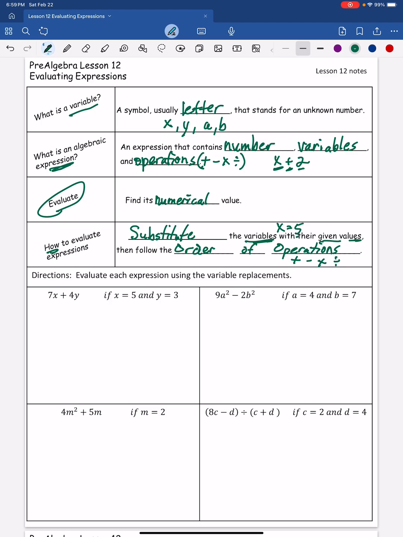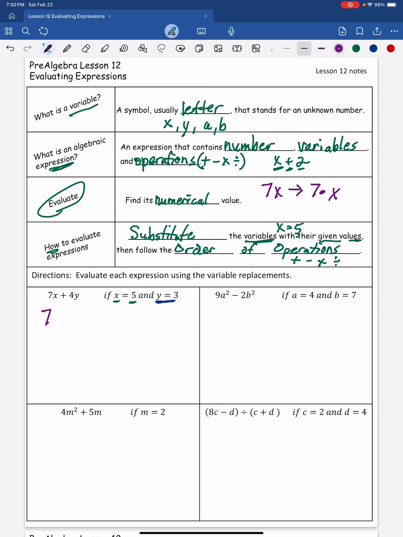All right, so let's go through some examples quick. So this first one, here's my expression. We've got numbers, we've got variables, and we have an operation. Over here, it's telling me wherever there's an x, I'm going to put a 5. Wherever there's a y, I'm going to put a 3. If I have 7, and there's a letter right beside the number, that is multiplication. So something like 7x represents 7 times x. It's just kind of a shortcut. They don't usually put the times in there. Just get used to that.